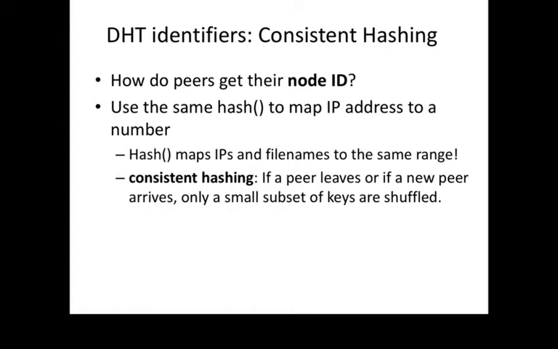Because we are mapping both the objects, in this case files, and the peers consistently into the same space, the 0 to n space, right? You can theoretically calculate the bounds for how much you'll have to move when things change. Okay, so you only have to move a very small subset. I'll comment on it a little later.